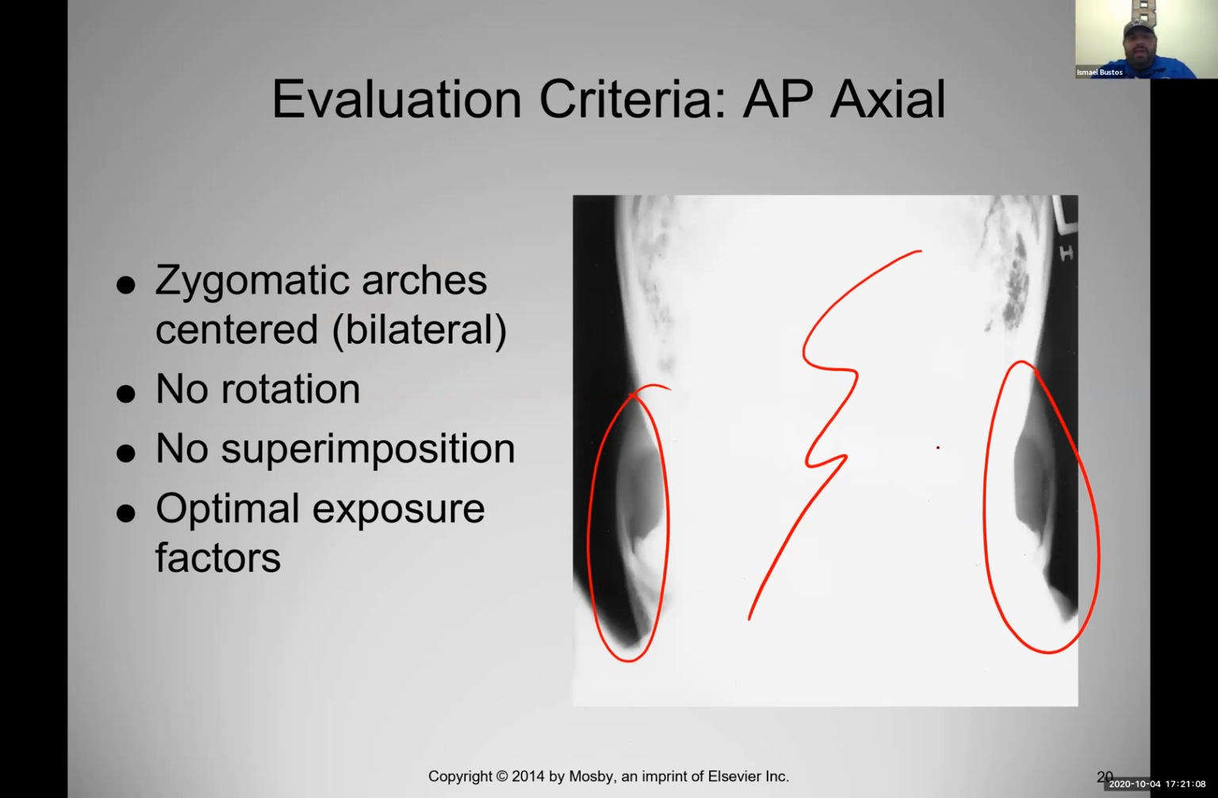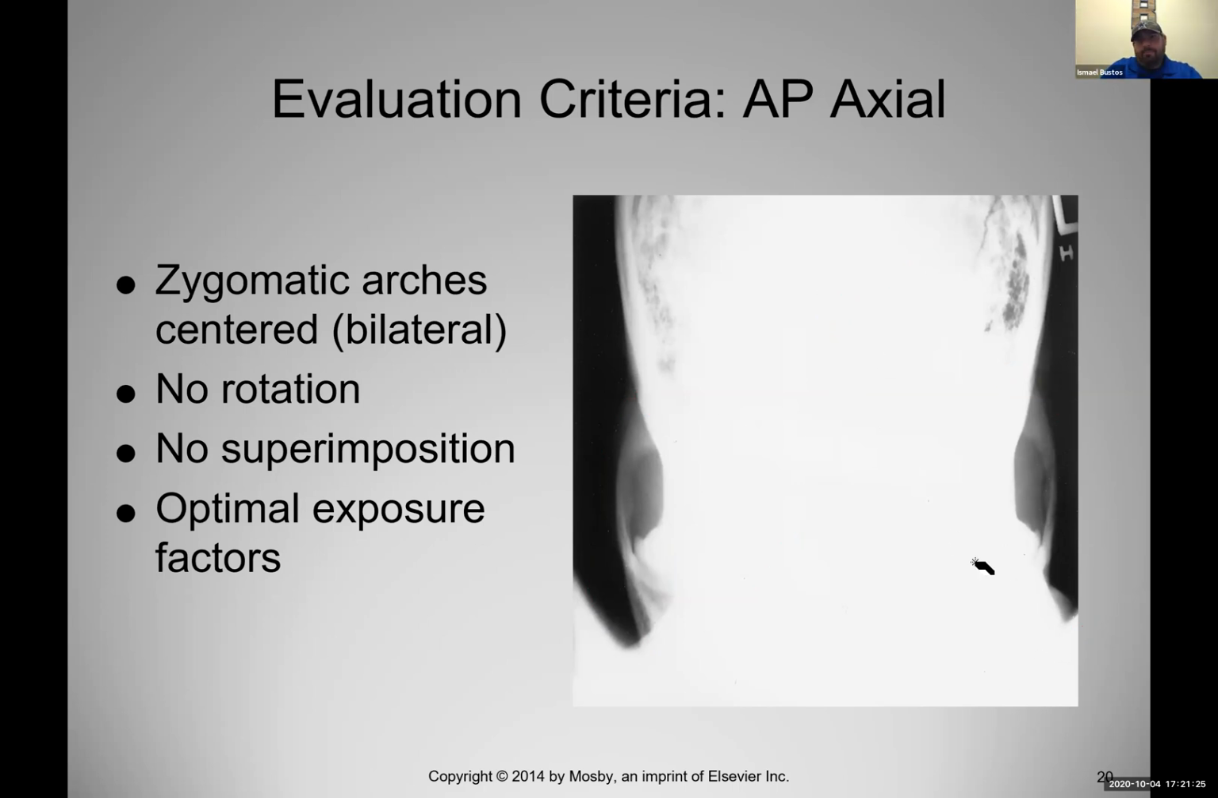So again, when you're positioning this patient, 30 degrees from the OML, 37 degrees from the IOML, just remember the centering point changed a little bit. It's 1 inch superior to the nasion. You want to see the zygomatic arches in profile, no rotation, and no motion.